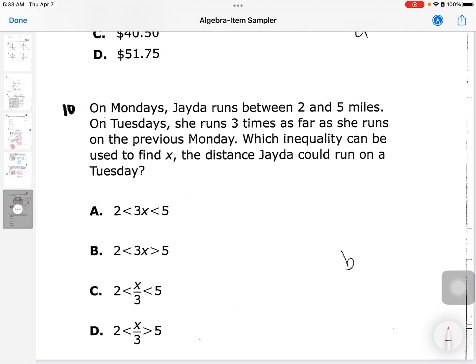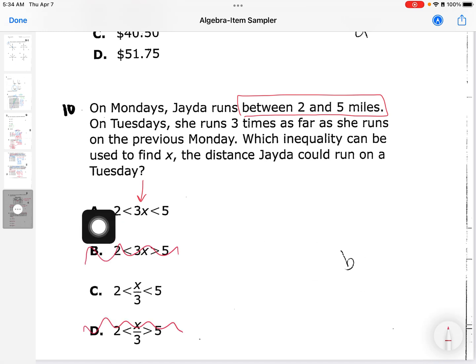Last one. On Mondays, Jada runs between 2 and 5 miles. Here's the key, between 2 and 5. You want to look at these inequalities and figure out which one shows the number in the middle being between 2 and 5. So it has to show that it is going to be bigger than 2 but smaller than 5. Which two show it being bigger than 2 but smaller than 5? If you said A and C, you would be correct, because notice that this is saying that the number in the middle is going to be bigger than 2, but it's going to be smaller than 5. And that's how we would show between 2 and 5.